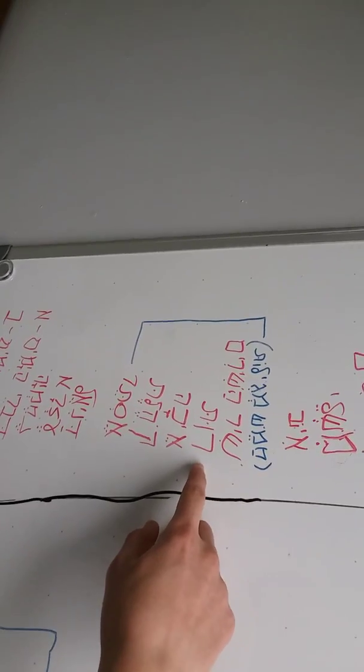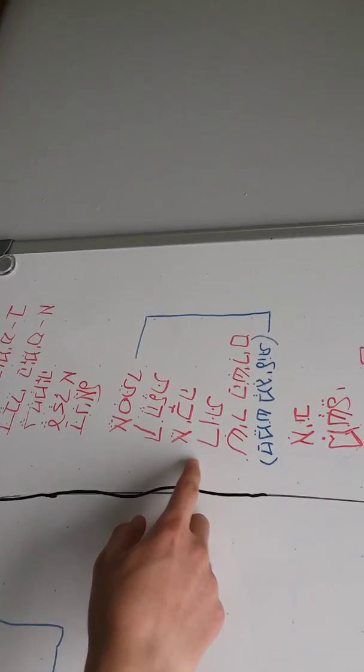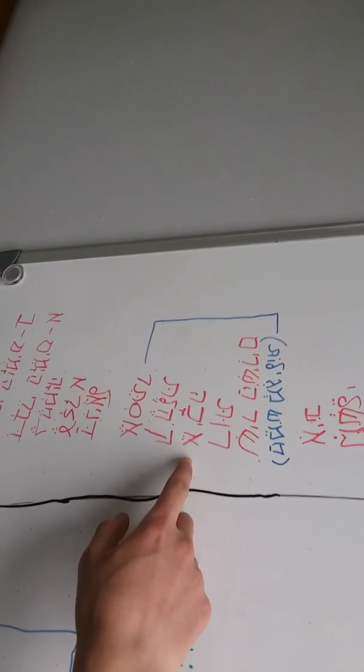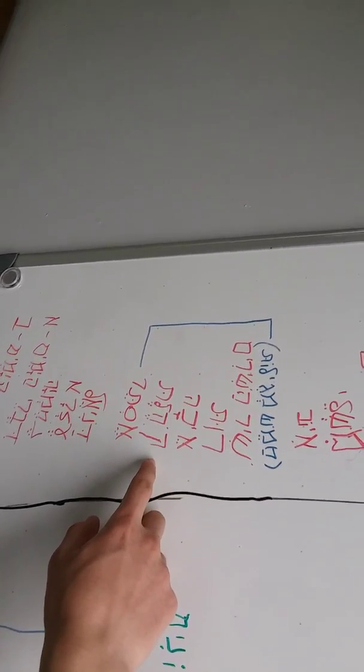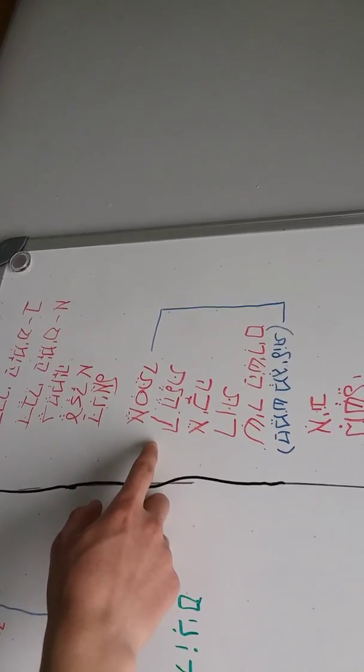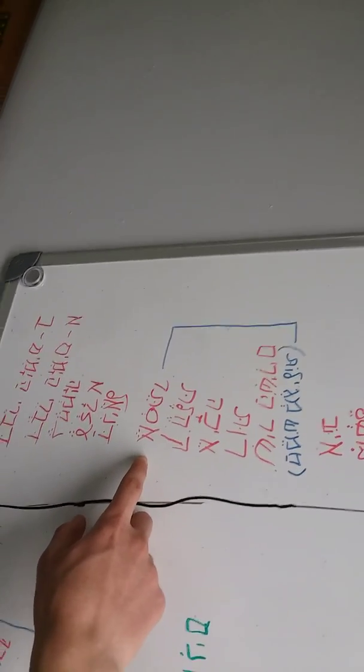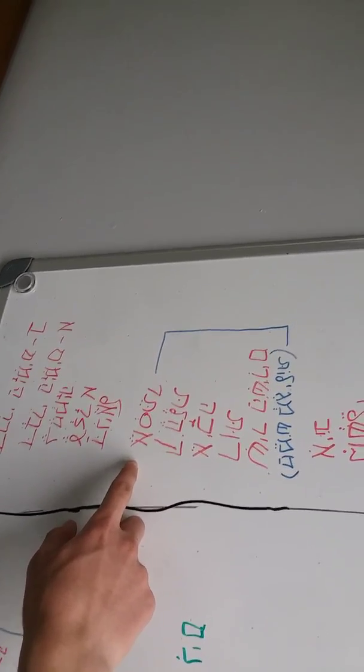We read Shir Hashirim, which is at Pesach. We read Rut at Shavuot. We read Eicha at Tisha B'Av. We read Kohelet at Sukkot. It's a holiday, Chag Sukkot. And we read Megillat Esther at Purim.